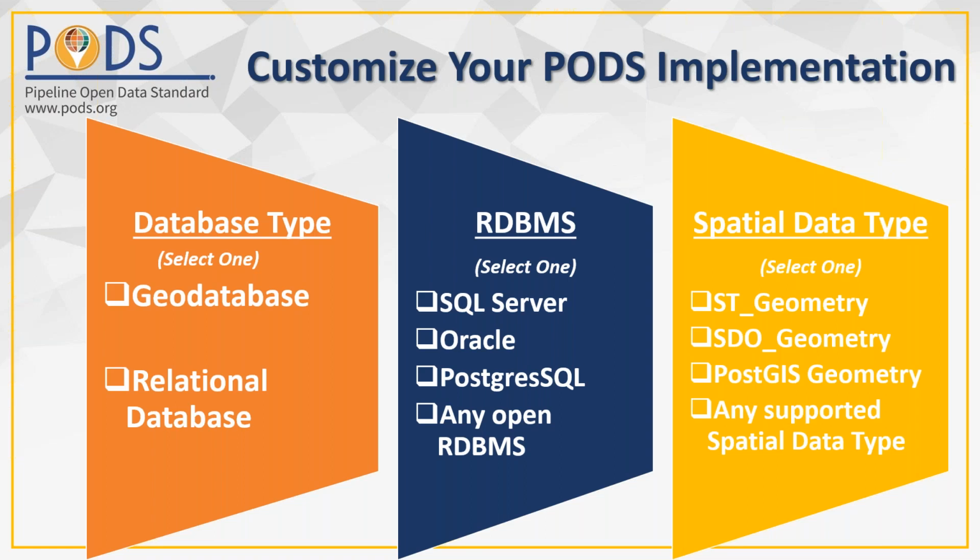Next you've got the consideration of whether you have spatial data. And if so, what type of spatial data are you working with? ST geometry, SDO geometry, PostGIS geometry, etc. So depending on how you answer these questions, this is how you will winnow down the possibilities to the implementation pattern that's going to suit your organization.